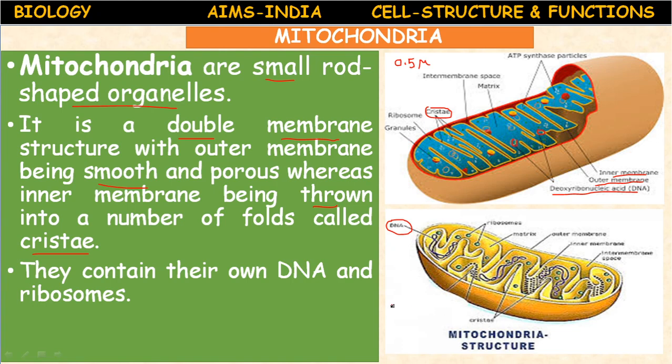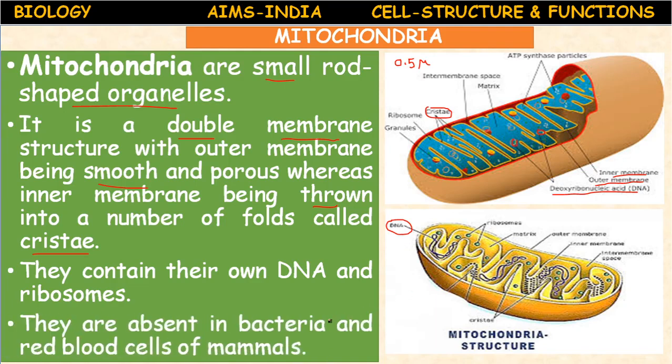These mitochondria are double membrane structured organelles. They are absent in bacteria, cyanobacteria, or prokaryotes. They are also absent in the mature RBC cells of mammals. They are present in eukaryotes.